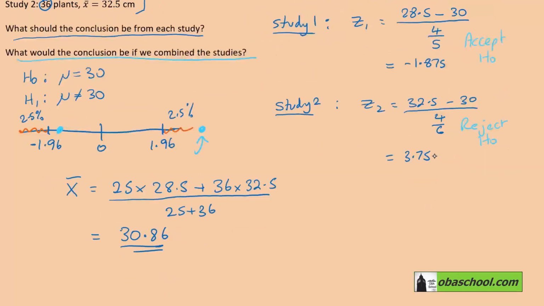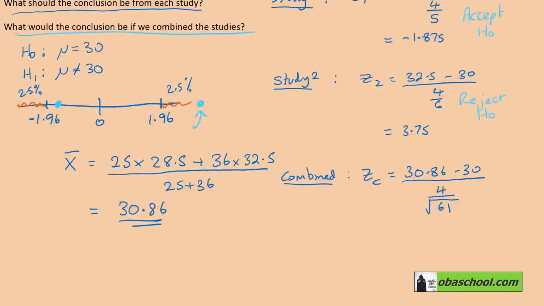So my combined study, let's call it Z combined, is going to be 30.86 take away 30 divided by, well, standard deviation is still 4, over the square root of 25 add 36, which is 61, because we now have 61 in the test. Remember, it's the n that goes in here in the formula.